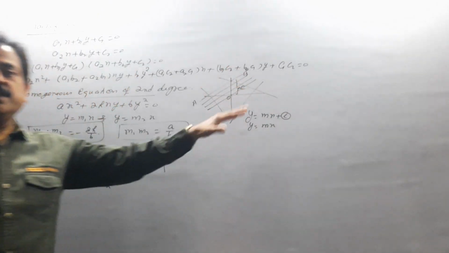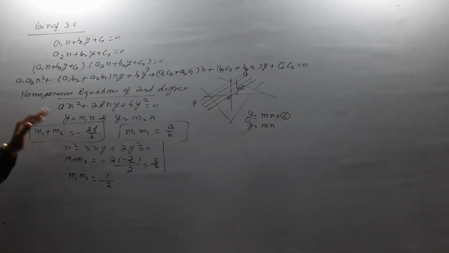Second thing, a homogeneous equation of second degree always represents a pair of straight lines which always passes through the origin. And the equations will be like y equals m1x and y equals m2x because they are passing through the origin. So the term c will always be absent here.